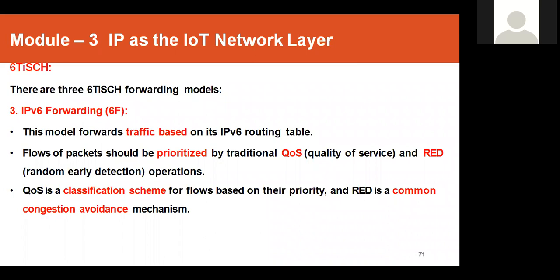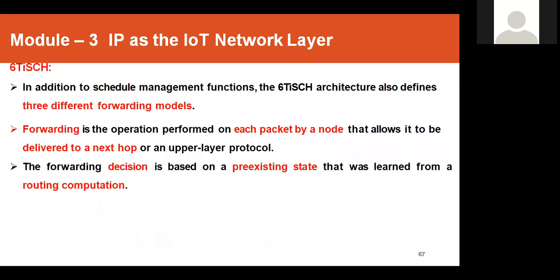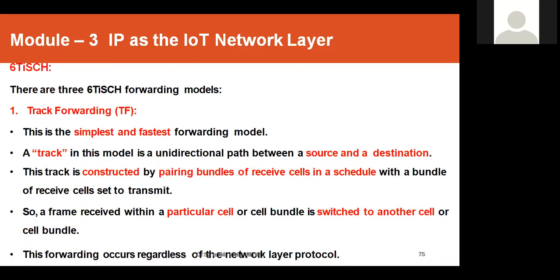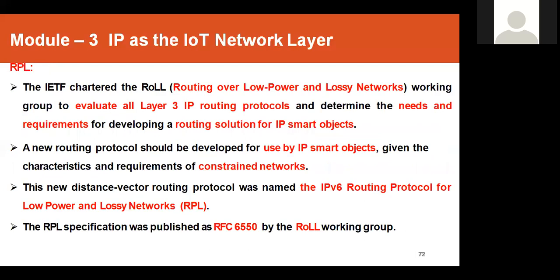Okay, so see here the RED. Random early detection is used mainly as a common congestion avoidance mechanism. So I think you might have heard about congestion and all those things. In order to avoid those, this IPv6 forwarding technique is used. So definitely they can ask you about three techniques. Apart from these management functions, it has three different forwarding models. So you should remember three forwarding models: track forwarding, fragment forwarding, and IPv6 forwarding with 6F.